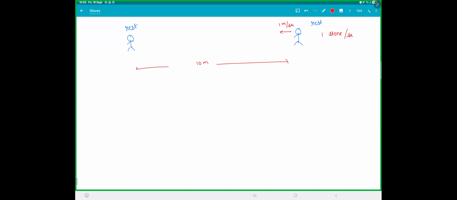Okay. So the first stone which I throw, when will it reach you? The stone which I throw at t is equal to 0 will reach you after what time? T is equal to 10. The stone which I throw at t is equal to 1, when will it reach you? T is equal to 11. The stone which I throw at t is equal to 2, because it takes 10 seconds to travel, right? It takes 12.